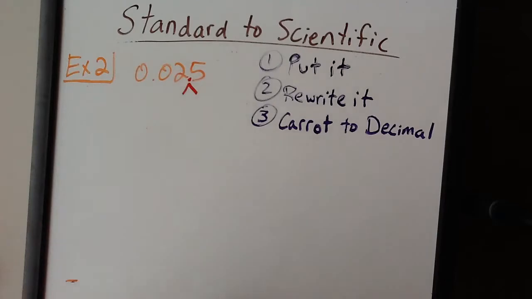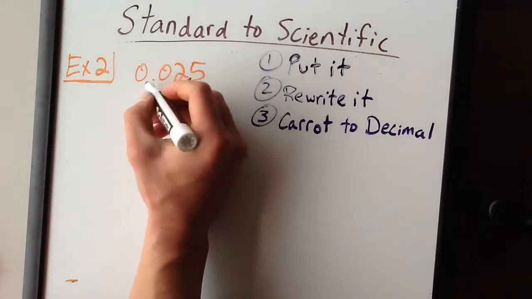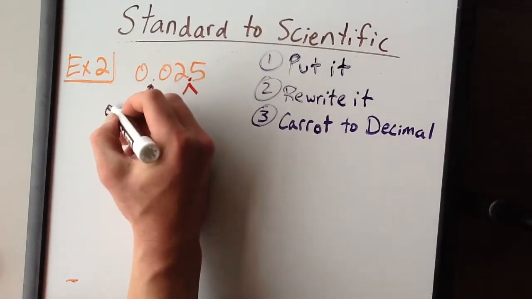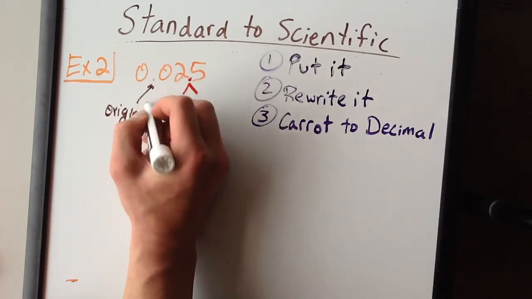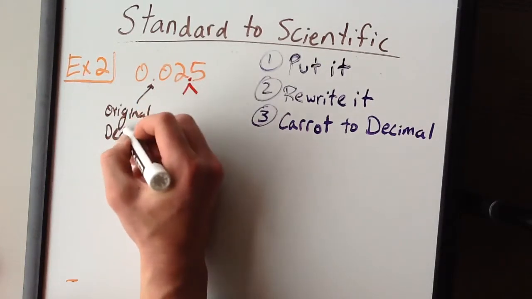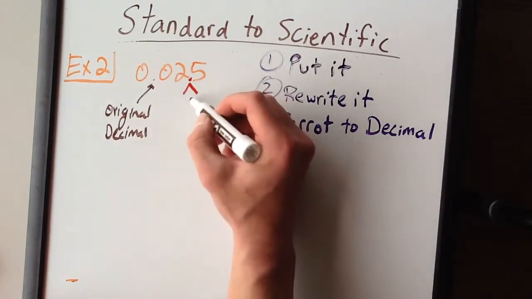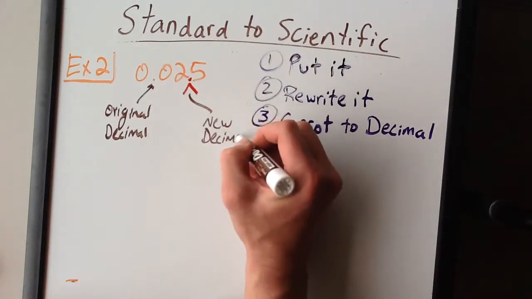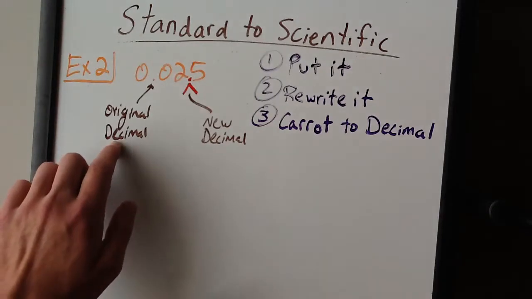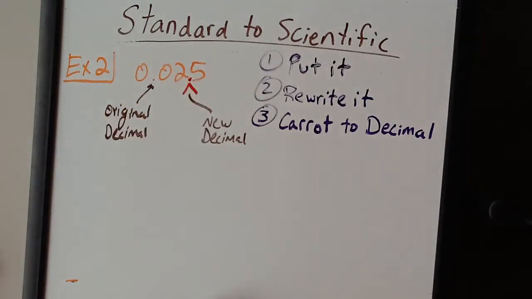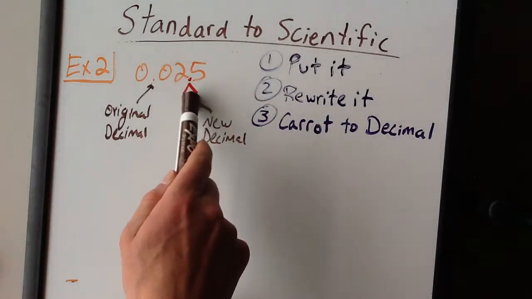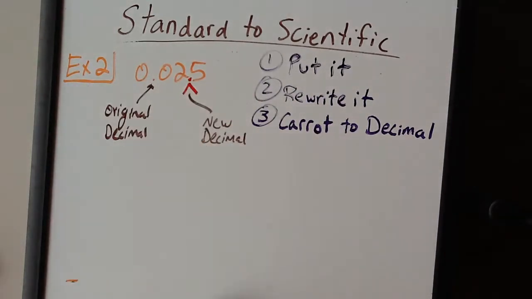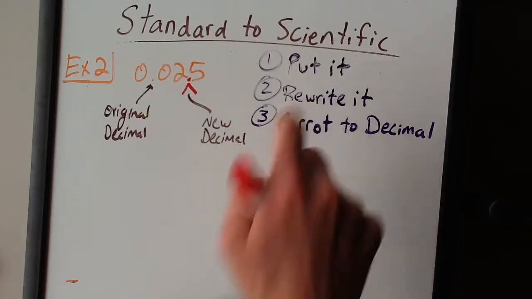Okay. So let's label this original decimal, and let's label this new decimal. This was the original decimal. This is going to be our new decimal in scientific notation. So I have done step 1. I have put it. I have put the caret with the decimal after the first digit that is not 0. Next, I'm going to number 2, rewrite it.